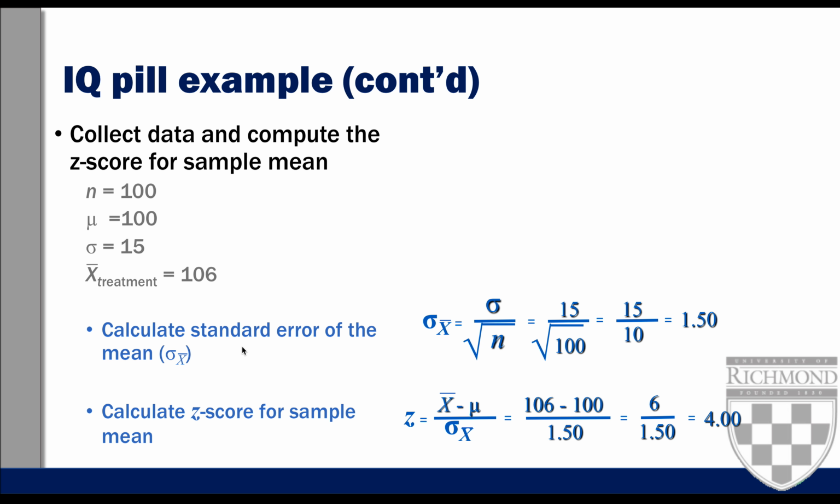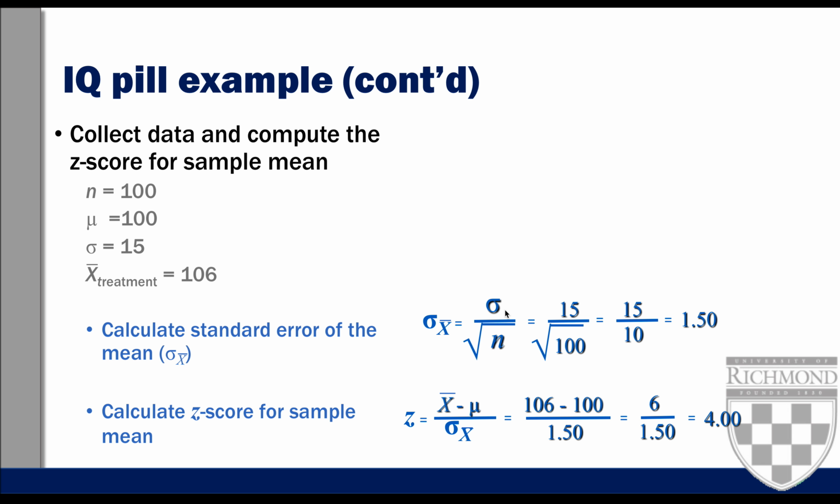Okay, so the standard error of the mean is going to tell us how much on average scores should deviate from the mean given a particular sample size, right? So how much should the sample mean differ from the population mean on average given a sample size of 100?